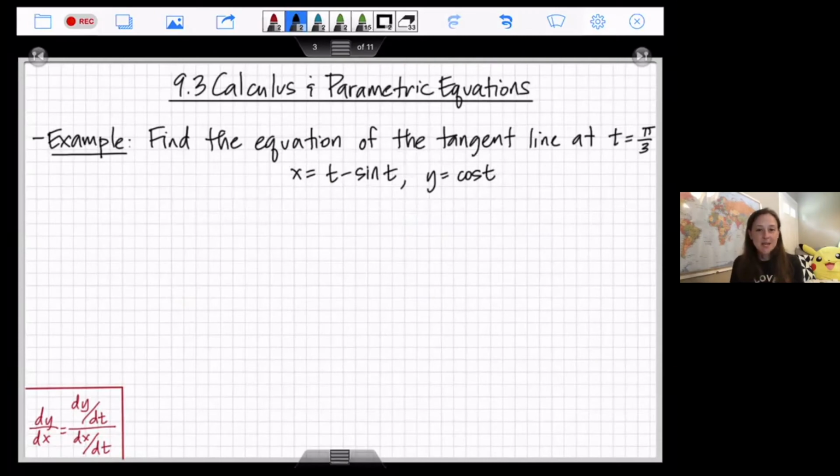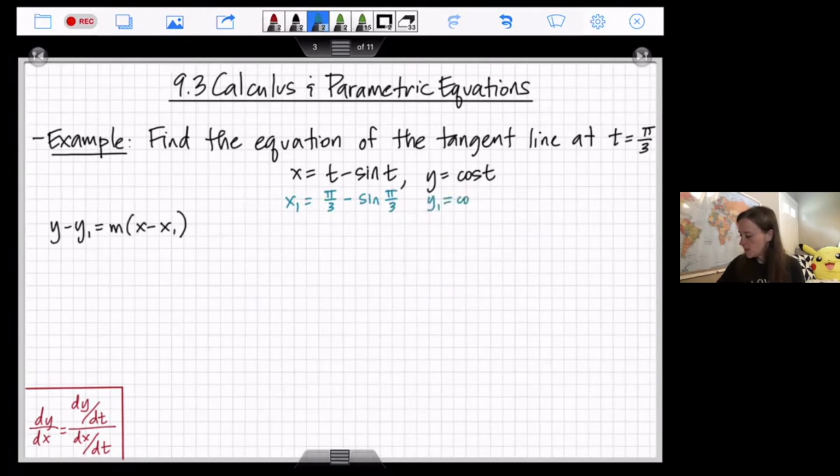Same exact process, we've just thrown in a little bit of trig this time. Remember that we are going to use our equation of the line, y minus y1 equals m times x minus x1. We need to plug in x1, y1. Again, that's just the x coordinate and the y coordinate at the specified t value, which in our case is pi over 3. So for x1, we're going to plug in t equals pi over 3 into t minus sine t, giving pi over 3 minus sine pi over 3. Then we're going to do the same thing to find y1.